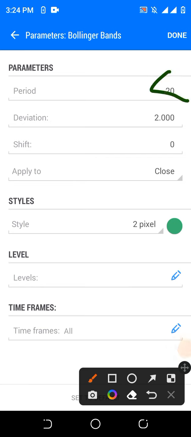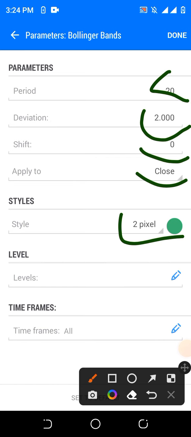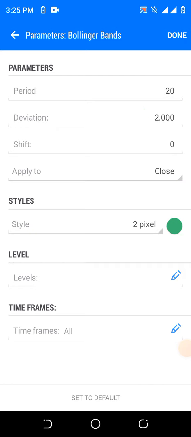The period is 20, deviation 2.000, shift 0, apply to close. Then style 2 pixel. This is for the Bollinger Band. Once you're done setting it up this way, you click on done.